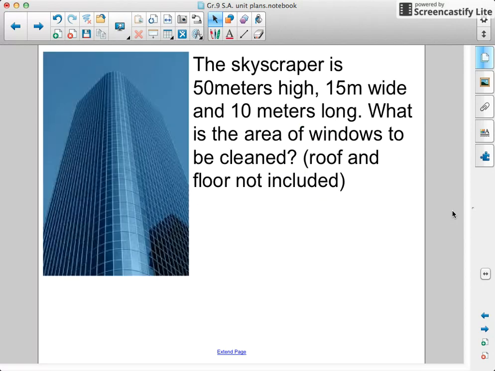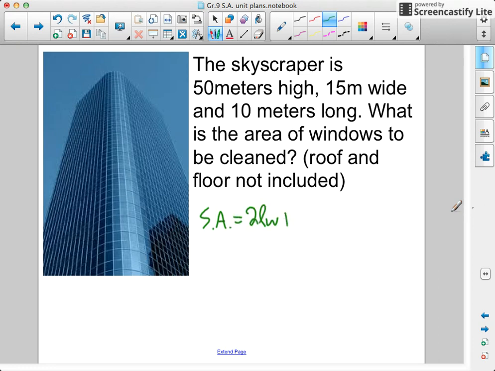Let's do a couple more examples. The skyscraper is 50 meters high, 15 meters wide, and 10 meters long. What is the area of windows to be cleaned? Roof and floor not included. So if I were to find the surface area of this rectangular prism, it would be 2 length times width plus 2 length times height plus 2 width times height. Now I'm not going to count the floor and the roof because it says they're not included.